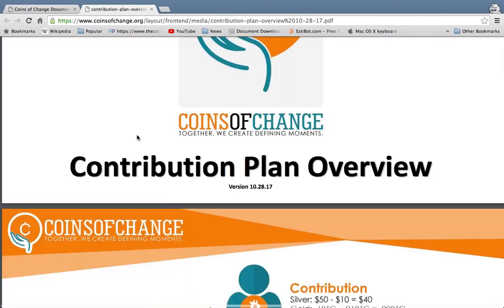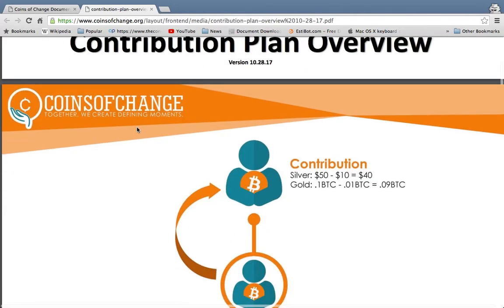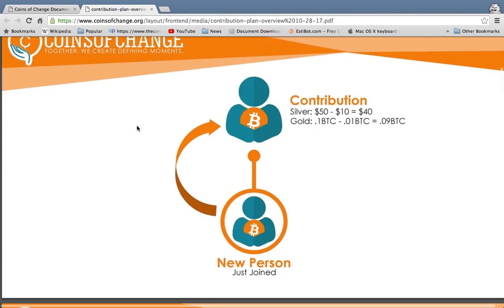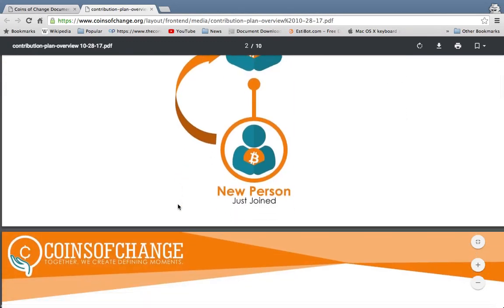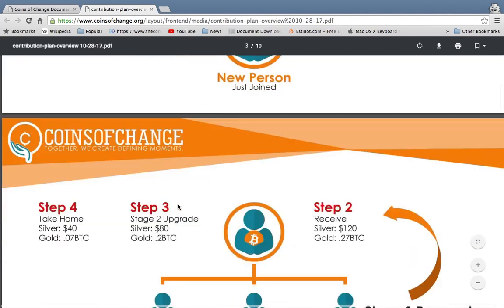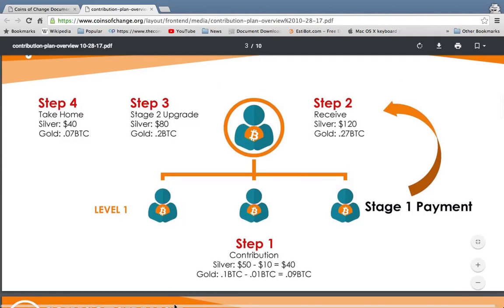Okay, so the contribution plan for Coins of Change. We're going to go slow, and we're going to move basic so everybody can get this, okay? So this is you. You're going to bring in a new person that wants to bring in some Bitcoin and contribute to your campaign or your cause or whatever it is that you're trying to accomplish. So that's basically how it works. They're going to contribute directly to you. Now, let's go through this.